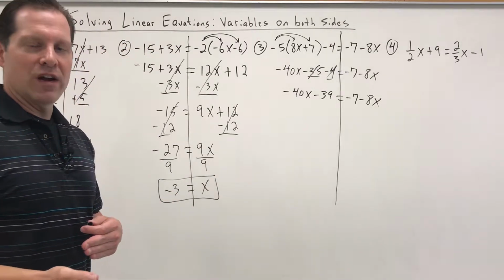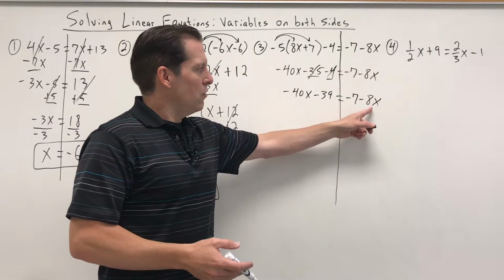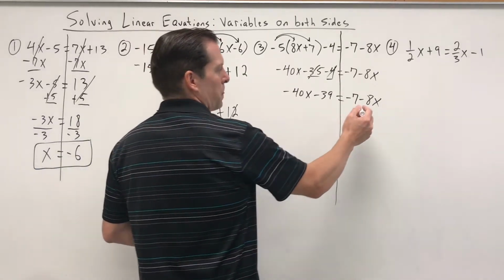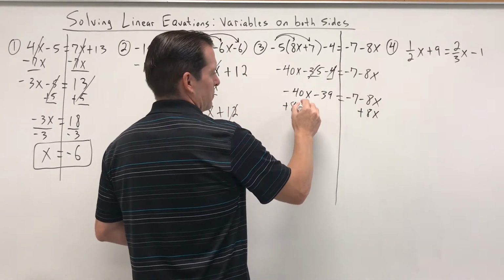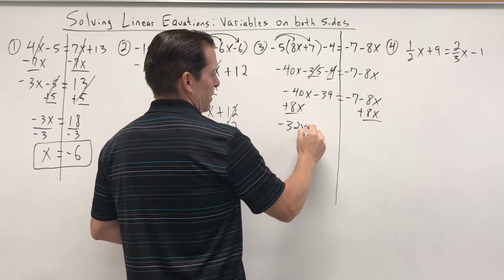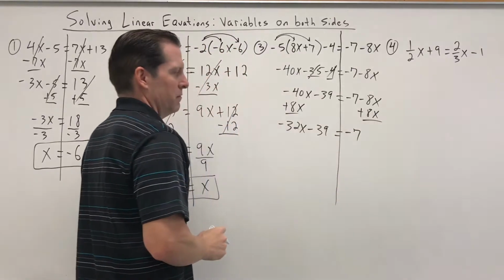Now you can move the variable over to one side. You can move this over to here or this over to here. I'll just move it to the left side this time. Doesn't really matter. So I'm going to add to the opposite, the inverse. I'm going to add 8x. So that gives me negative 32x minus 39 is equal to negative 7.